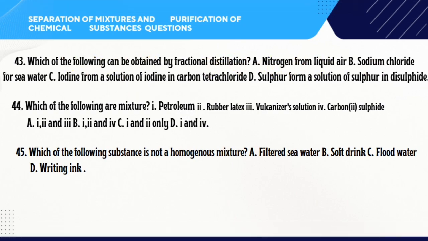Which of the following can be obtained by fractional distillation? Nitrogen from air, sodium chloride from seawater, iodine from a solution of iodine in carbon tetrachloride, sulfur from a solution of sulfur in carbon disulfide. Yes, we have talked about it before. The answer is Option A.